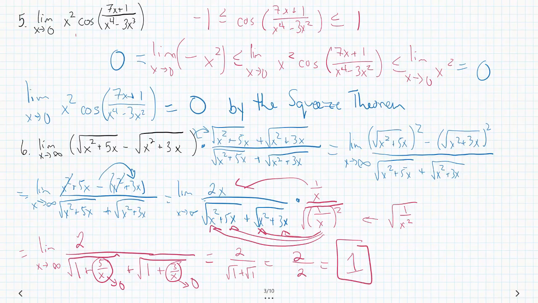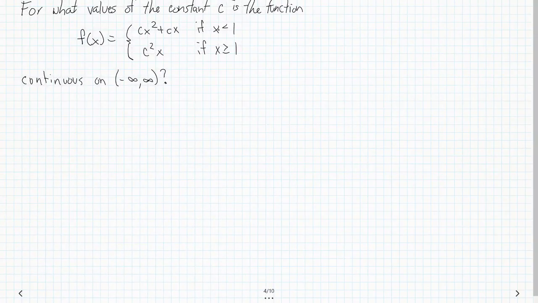Okay, so in terms of limits, that gets us going, and now we're going to move into some continuity and some other things along the way, some of those more particular questions. How do we handle those? So for this one, for what values of the constant c is the function f of x equals cx squared plus cx if x is less than 1 and c squared x if x is greater than 1 continuous on negative infinity to infinity?